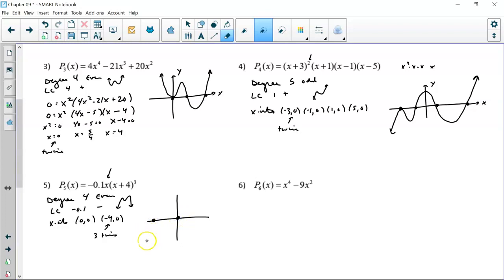So what's going to happen? It's kind of going to go up and through, turn and back down. It's a little bit weird looking, but we only have 2 intercepts, and they're both of odd multiplicity. So that's kind of basically the shape it's going to look like.